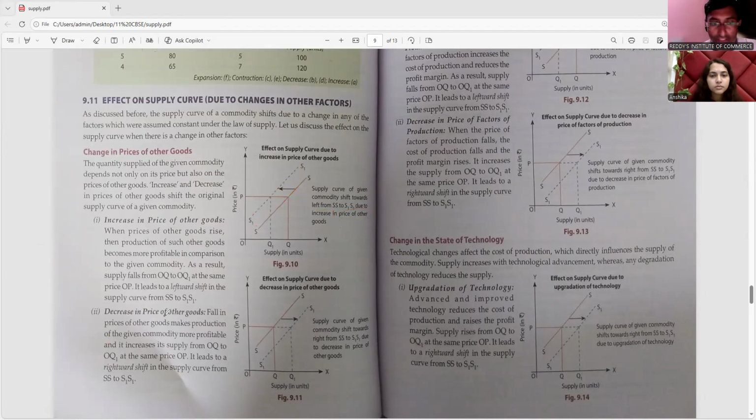Let's see. Decrease in price of other goods. A fall in the prices of other goods makes production of the given commodity more profitable, so supply increases from OQ. Let's understand with the help of a graphical presentation. Keep this word in mind. Important.